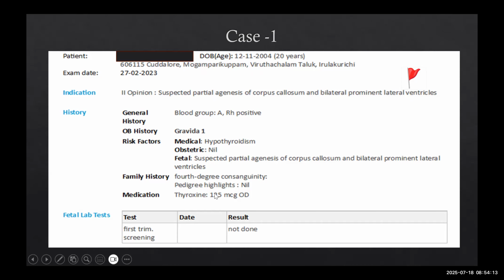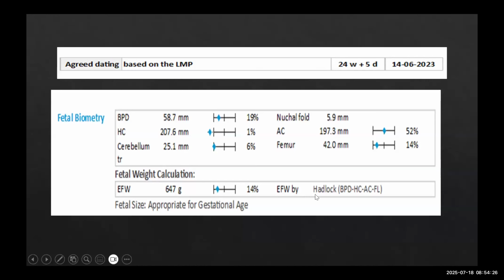And she was on another red flag. Another red flag, yes, sir. So patient was on thyroxine supplement for hypothyroidism. First trimester screening was not done. So based upon just the LMP, her gestational age was confirmed to be 24 weeks and 5 days.